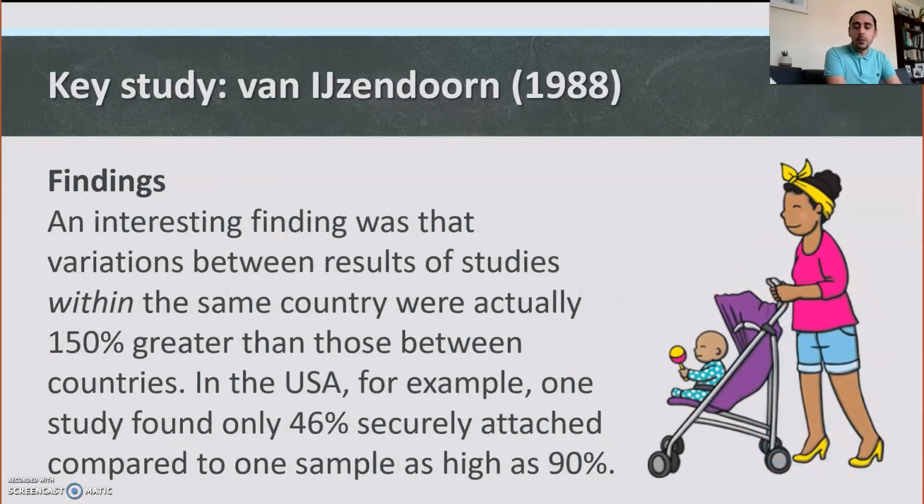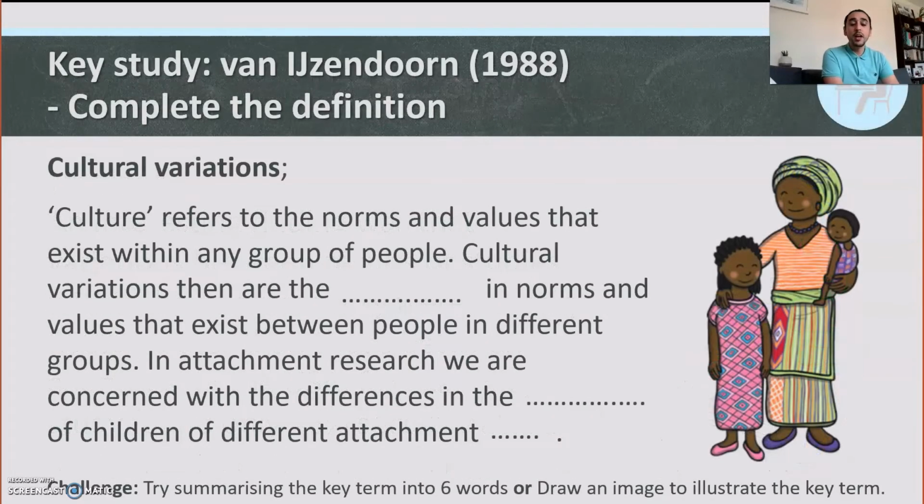An interesting finding was that variations between results of studies within the same country were actually 150% greater than those between countries. In the USA, for example, one study found 46% securely attached compared to one sample as high as 90%. So what they found was there wasn't that big a difference comparing countries to each other. However, they found drastic differences of attachment types within the same country, and that might be to do with class or socioeconomic backgrounds.